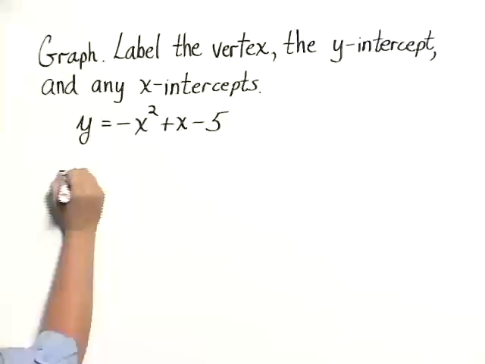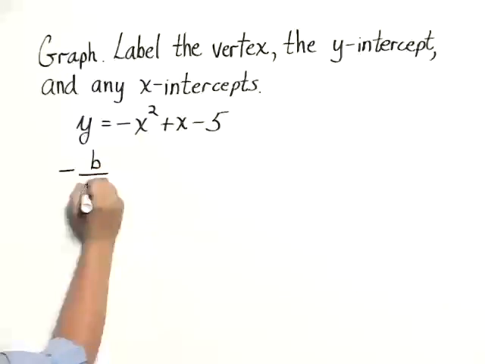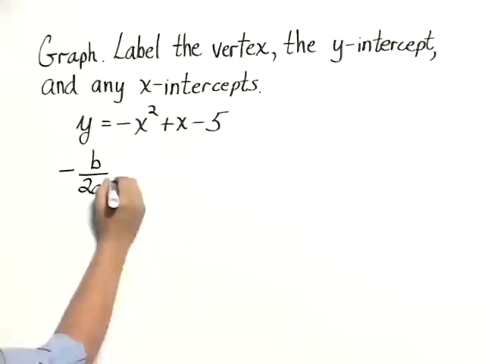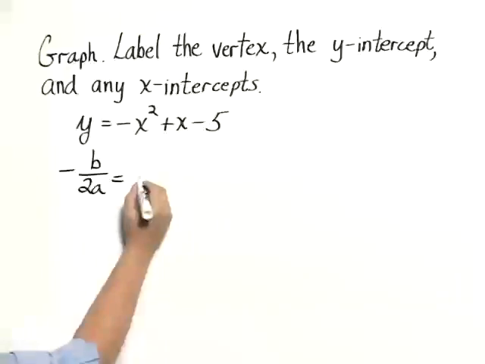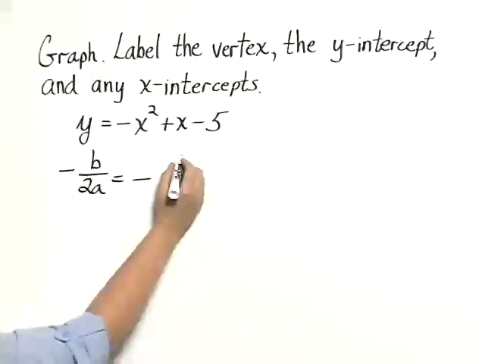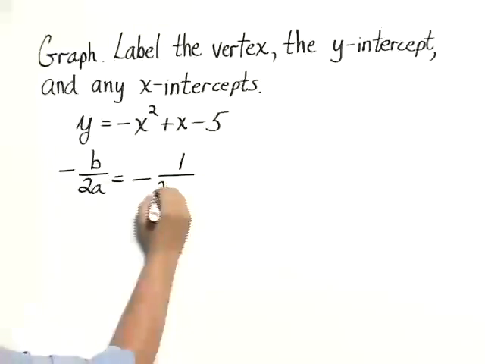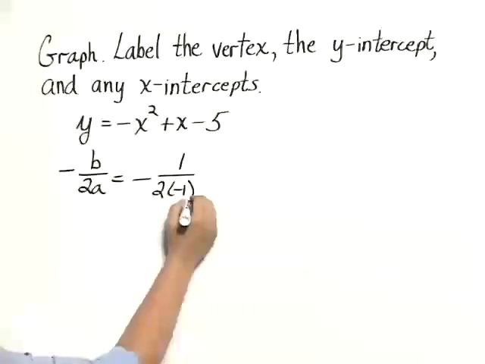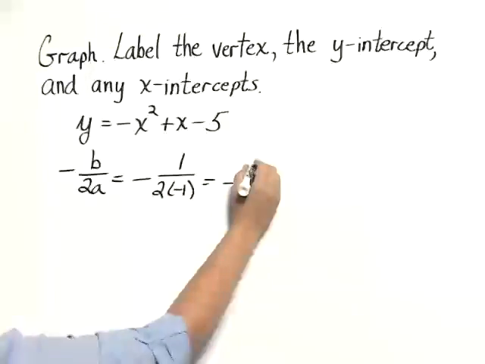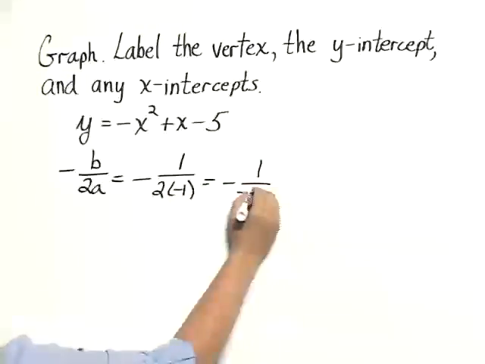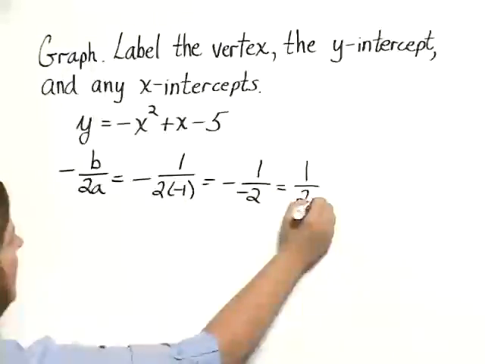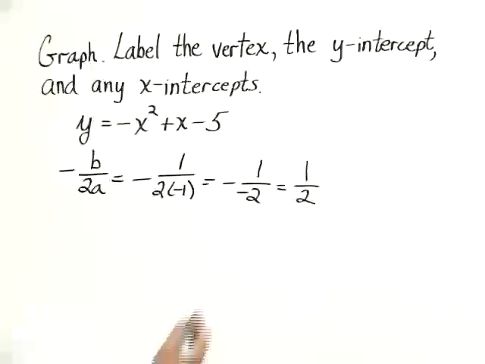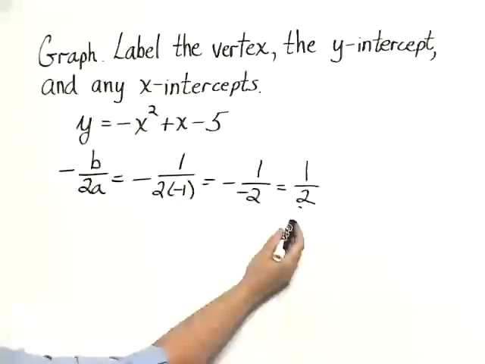The formula is the opposite of b over 2a. And here b is 1 and a is negative 1. So the opposite of 1 over 2 times negative 1, which is the opposite of 1 over negative 2, which is 1/2. Now what that gives us is the x-coordinate of the vertex.